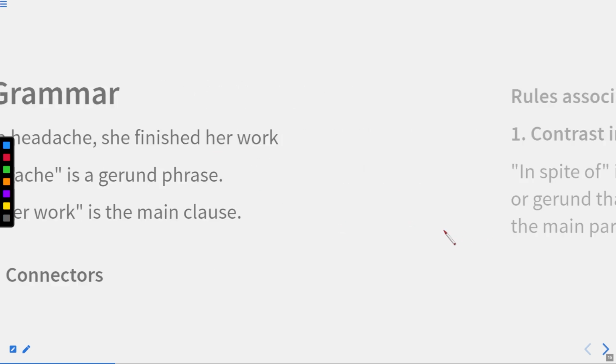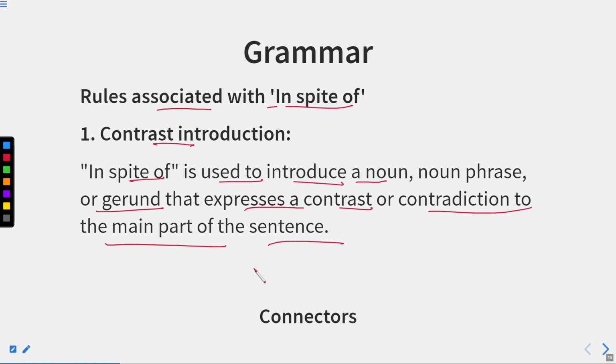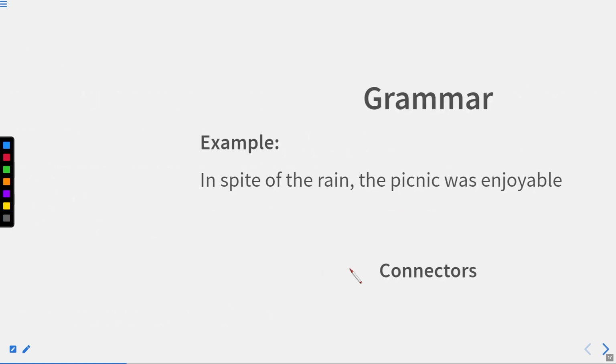Now, let us move to the next sentence. Rules associated with in spite of. Contrast introduction: in spite of is used to introduce a noun phrase or gerund that expresses a contrast or contradiction to the main part of the sentence. Now we just want that if there is a verb, it should be an ing form, whether that is a participle or a gerund. That's it.